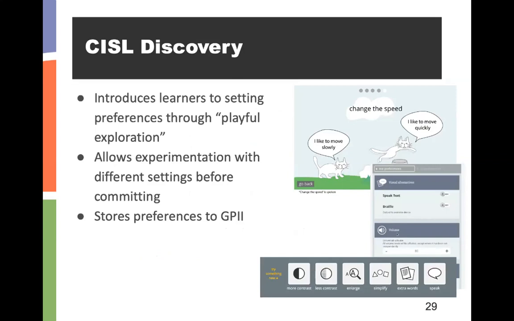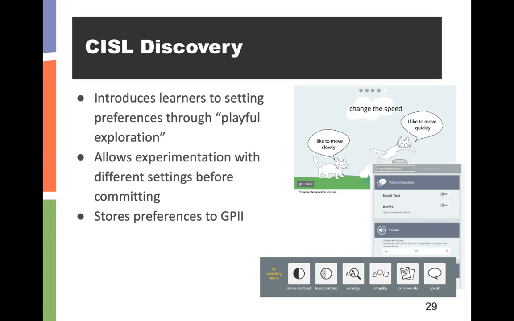Okay, the CISL Discovery, and our goal is to help learners really understand what features are available and how they can start thinking about those features for their learning in a fun and playful way. So on the right-hand side, we have a cat that says, oh, I like to move slowly, or another cat that says, I like to move quickly. So this introduces concepts like the text-to-speech level, for them to be meta, to be reflective about how those might impact their learning.